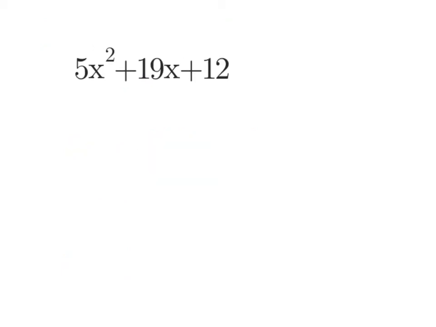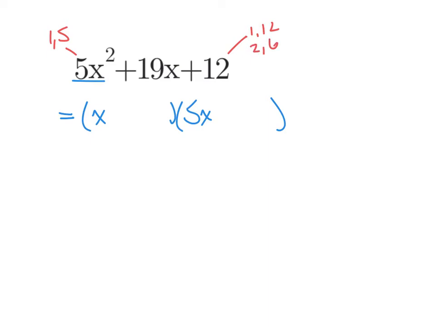Let's try a couple more. 5x squared plus 19x plus 12. We're going to set up our binomials. Think about the factors of 5x squared. Well, our only factors for 5 are 1 and 5. So that means I'm going to have x and 5x. Then we have to think of our factors for 12. Well, 12 has a lot more factors. It's not prime. So we get 1 and 12, or 2 and 6, or 3 and 4.